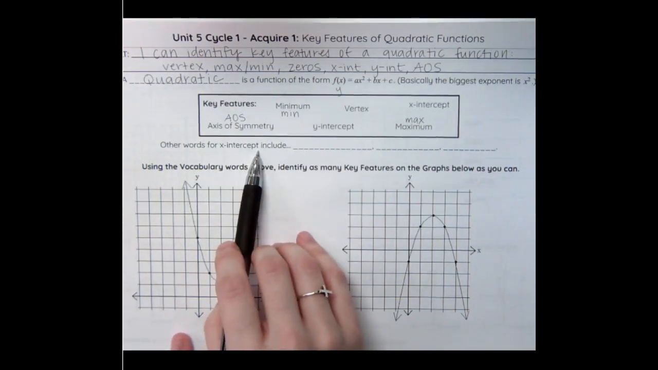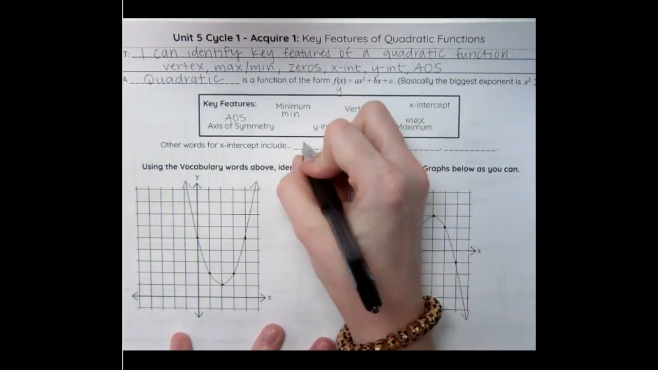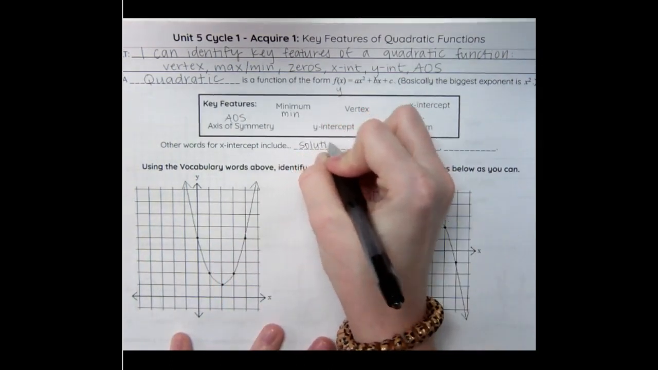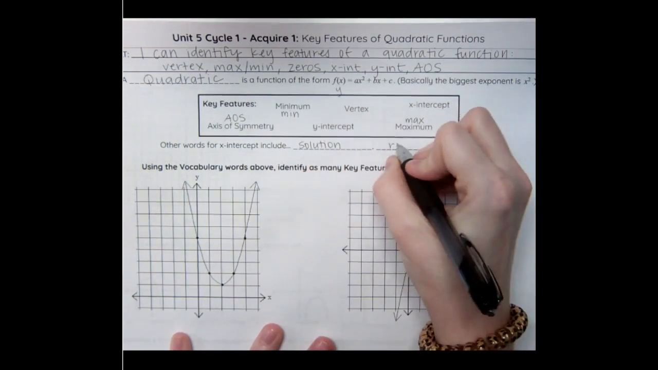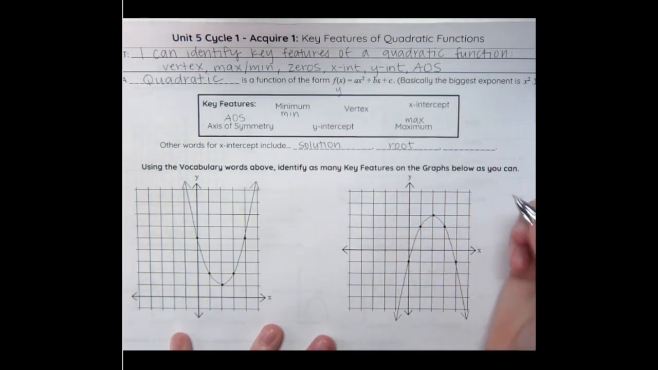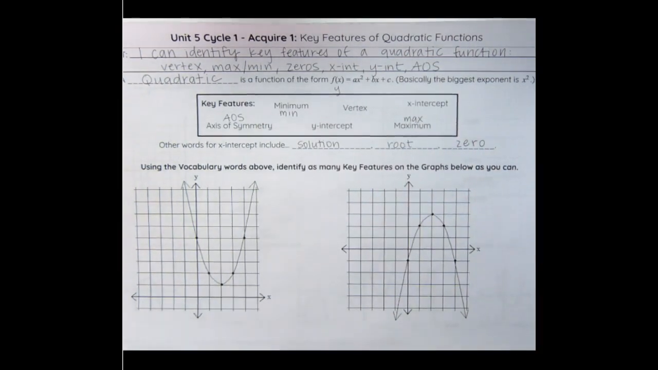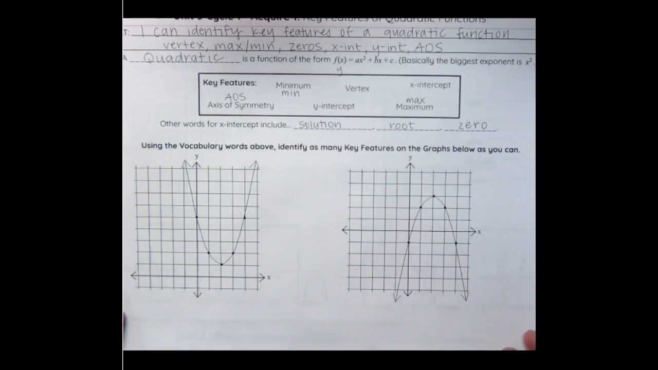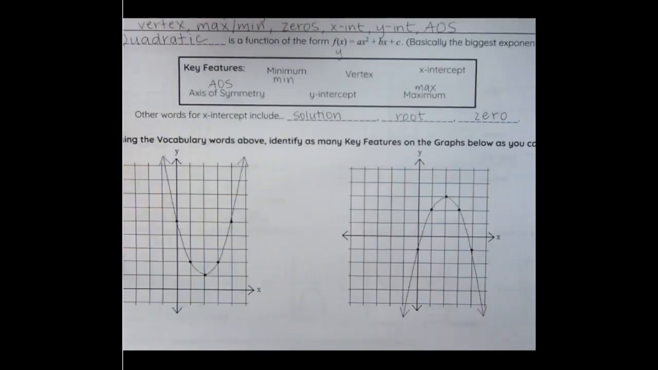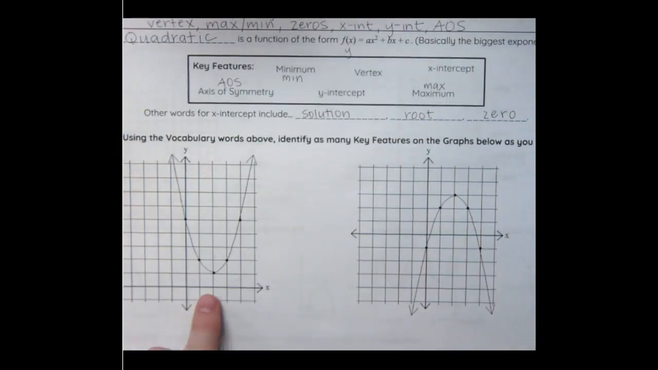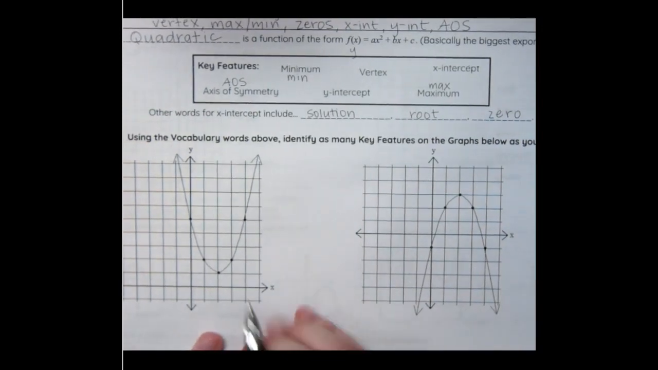That's where it crosses the x-axis, but we use other words for that. The other words for x-intercept are solution, root, like a flower has roots, and zero. Using these words, we're going to see if we can define where they are on these graphs. We have two graphs, one that opens up and one that opens down. Let's start with the one on the left.